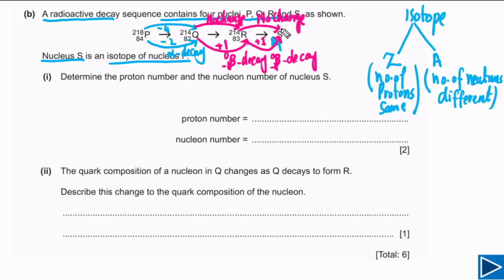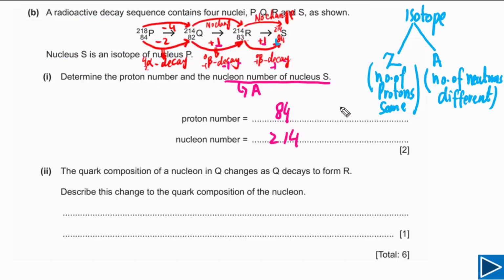Now, if the mass number does not change, so the mass number of S is the same as mass number of R. So simply we can write down here the mass number for S. This is 214. Question is asking us the number of protons. Determine the proton number and the nucleon number of nucleus S. Nucleon number is the same as mass number. Now simply we can write down from here proton number of S is 84 and the mass number of S is 214.